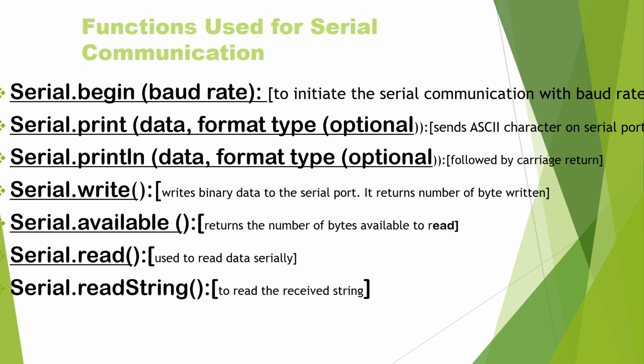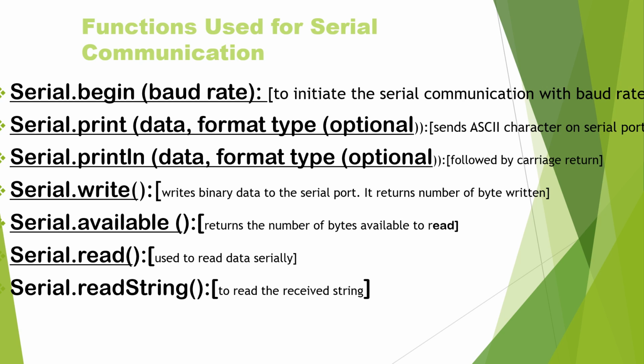Very first, Serial.begin, and you have to supply the baud rate. What is its purpose? Just initiating the serial communication with that particular device with some baud rate. Next, the second function is Serial.print. You have to pass the data, and the format type is optional.